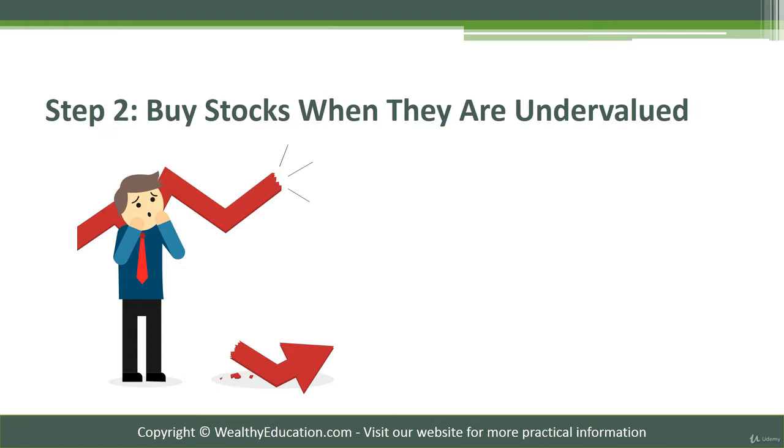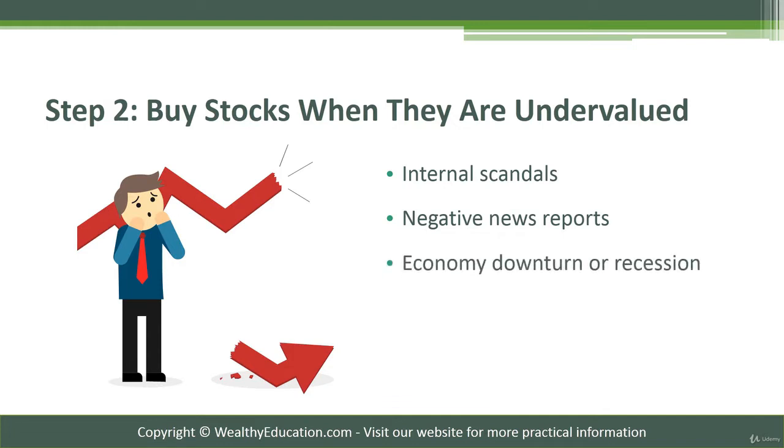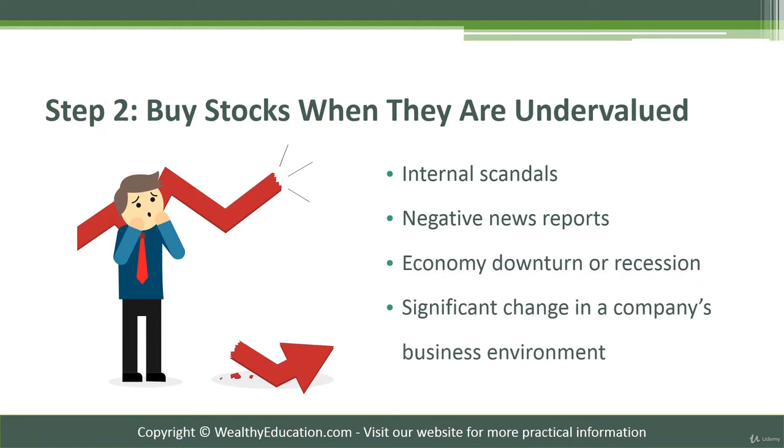A strong company can easily become temporarily undervalued for a number of reasons. These can include one-time events, such as internal scandals or negative news reports that cause disillusionment, but make sure that these events don't cause the company to lose its competitive edge or its ability to go about its business as usual. If you wait for such occurrences as a company failing to meet its projected earnings, a downturn in the economy, a significant change in a company's business environment, or similar types of bad news, you'll find many great opportunities to buy a great stock at a very low price.